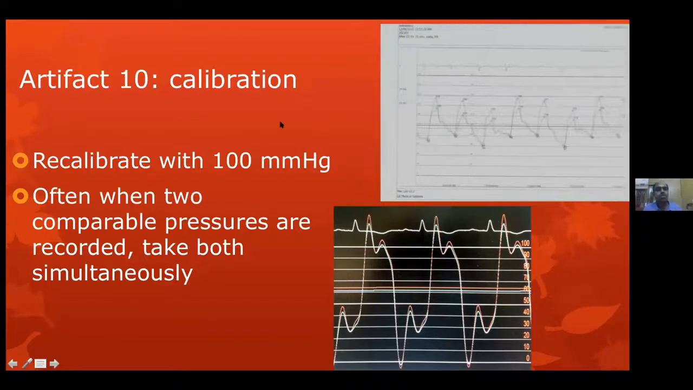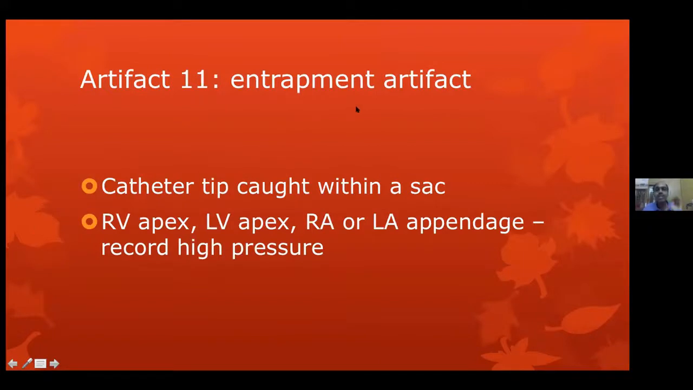We are coming to almost the end of the errors. Entrapment artifact: if a catheter tip is caught within a sac, is entrapped, for example in the right ventricular apex, left ventricular apex, right atrial appendage or left atrial appendage, it will record a higher pressure. So this is entrapment artifact.